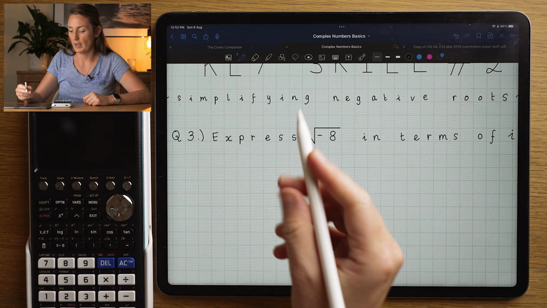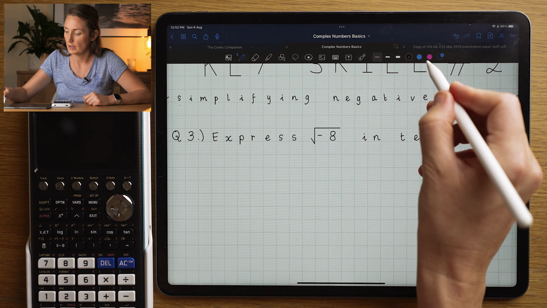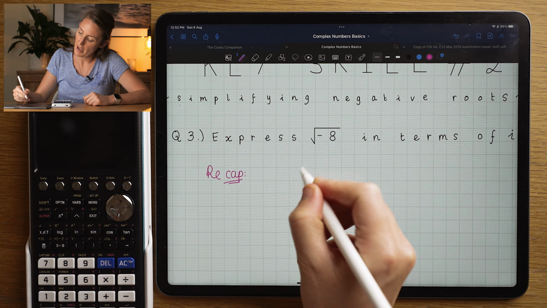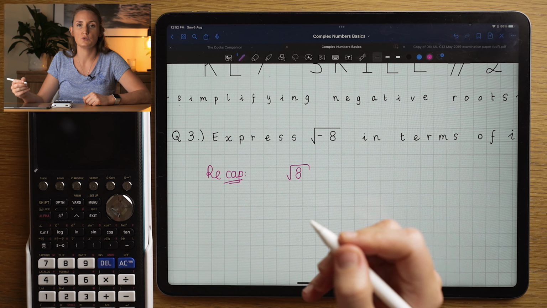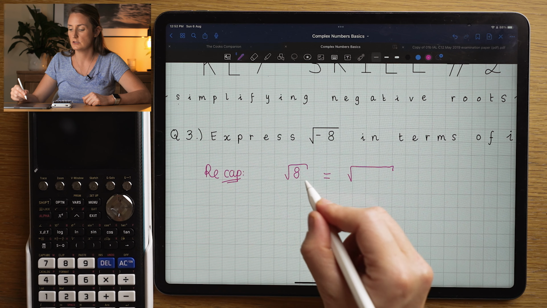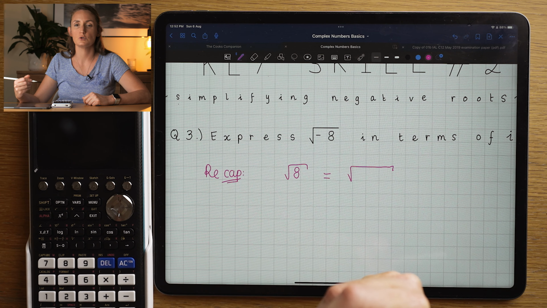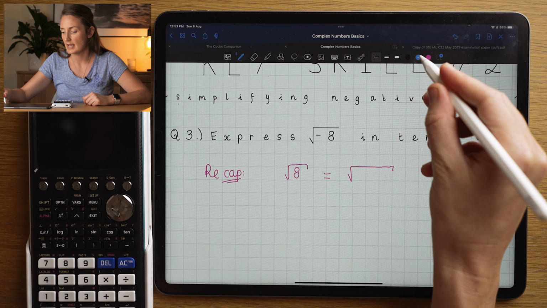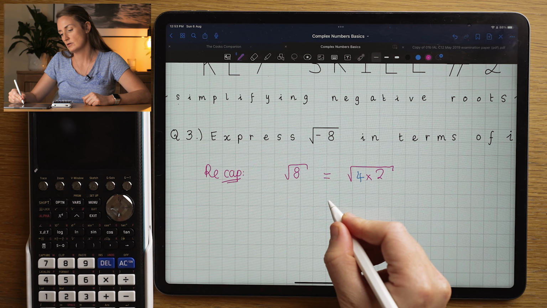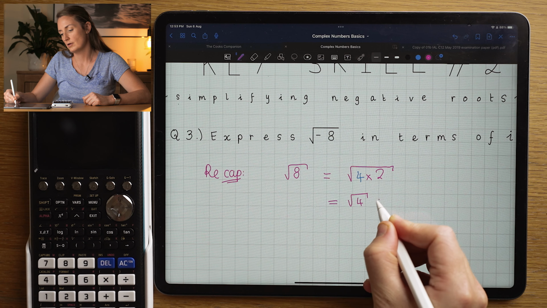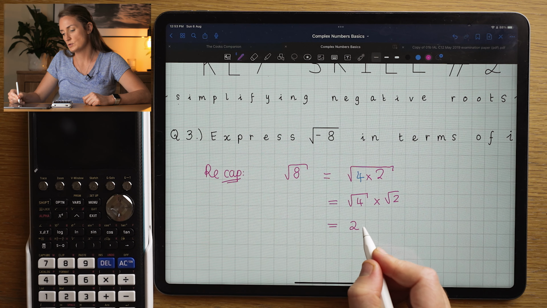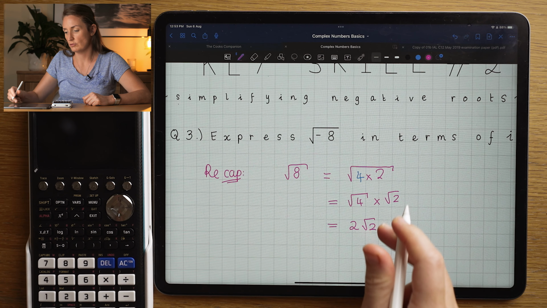However, in the next example we have the square root of -8. So we're going to do a little recap into surds. If we have the square root of a number which is not a square number, what we look for is the factors of that number. With the square root of 8, I'm going to try and find a square number that is a factor. In this case, 4 is a square number, and it's also a factor of 8. So the square root of 4 times the square root of 2 is equal to the square root of 8. And the square root of 4 is 2, so that's 2 square root 2.